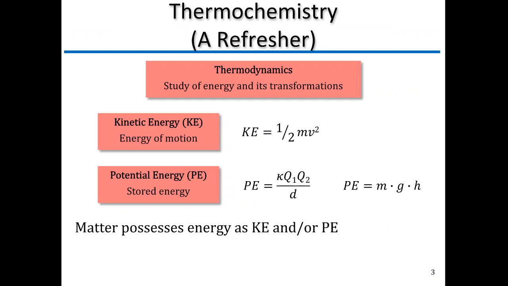So the first thing we're going to start out with here is just some definitions. First one, thermodynamics. Thermodynamics is just the study of energy and its transformations. So that's just your basic definition. Two more things we need to know here. Kinetic energy, represented as KE. This is the energy of motion. Just like in physics, we define kinetic energy as one half mass times velocity squared. So that should be the same as your physics definition.